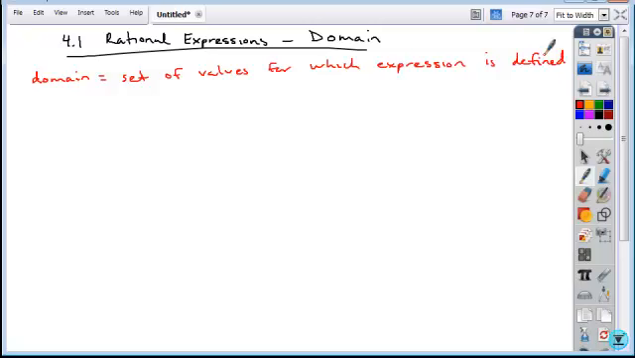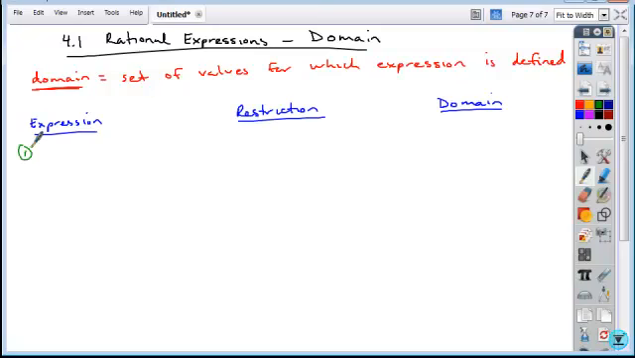Okay, so when you identify domains, often what we're going to be looking at is the restricted values. So what restrictions are imposed on an expression. Okay, and the restrictions are going to fit into a couple different categories. So we'll take a look at this.